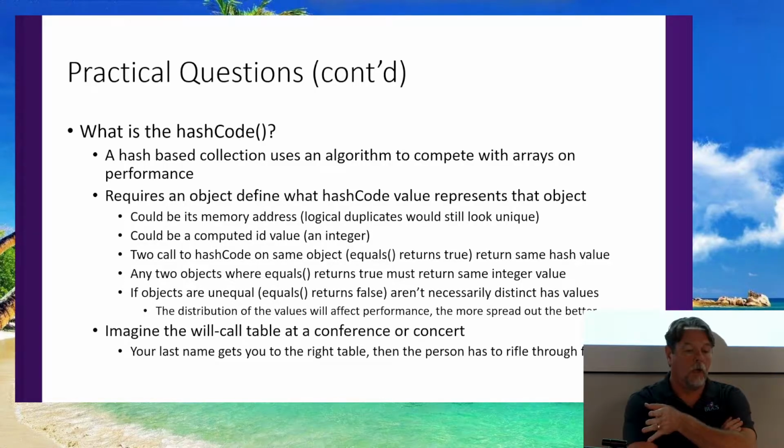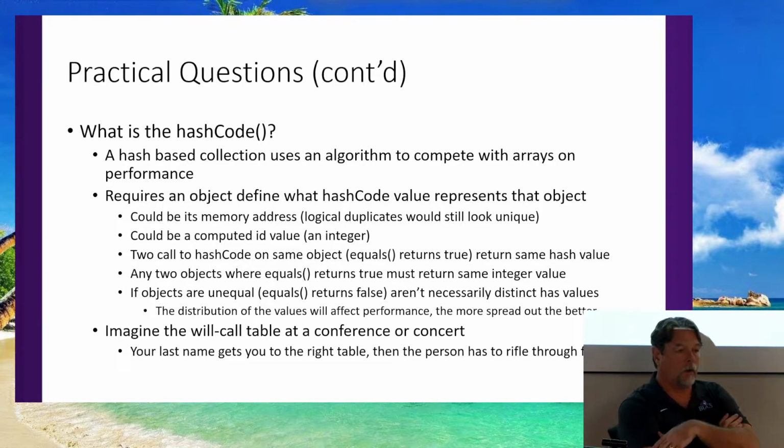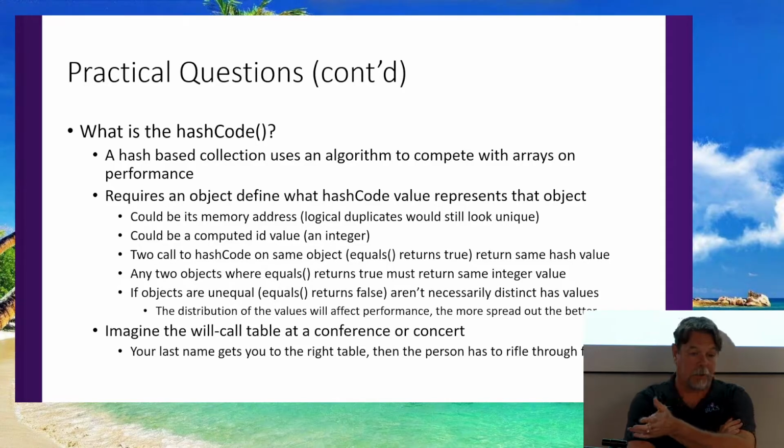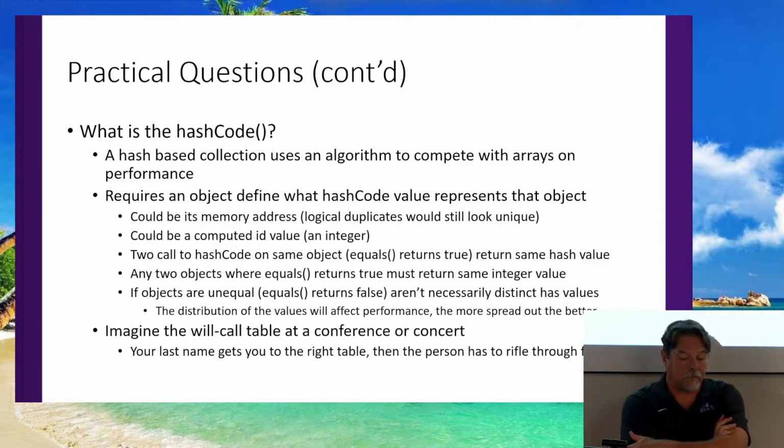So a hash code is just a number, like an integer, that is generated to represent this object. Now if your customer number is an integer, you could use customer number. You can create it however you want to, but like with the dot equals, it has to have certain properties.